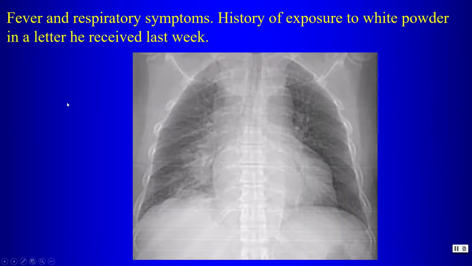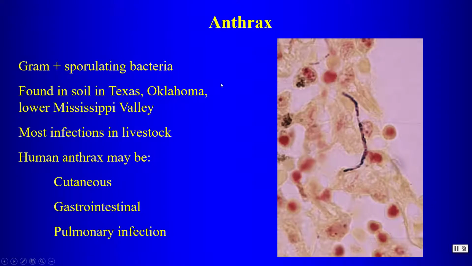So let's move on to another unusual infection. If I tell you this patient has fever and respiratory symptoms, history of exposure to a white powder, and when we look on the chest radiograph, we notice there is mediastinal widening here from mediastinal lymphadenopathy and a right perihilar consolidation. Well, this is anthrax.